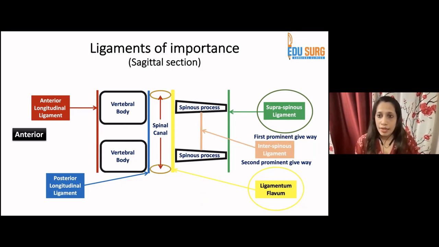So to start again, first you have the supraspinous ligament, which goes from tip to tip. Then you have interspinous ligaments, which is between the spinous processes. Then you have the ligamentum flavum, which is a very tough structure. Then the spinal canal. Then you have posterior longitudinal ligament, and then the anterior longitudinal ligament.